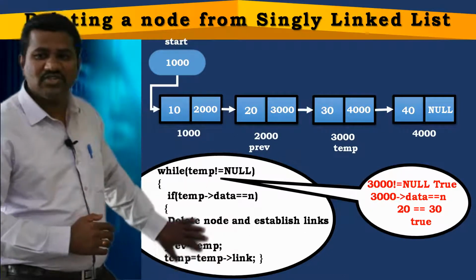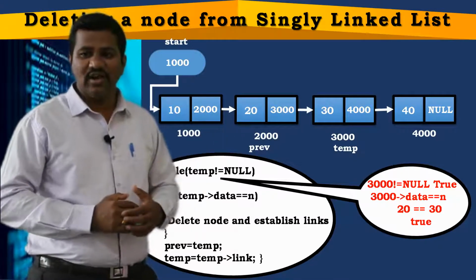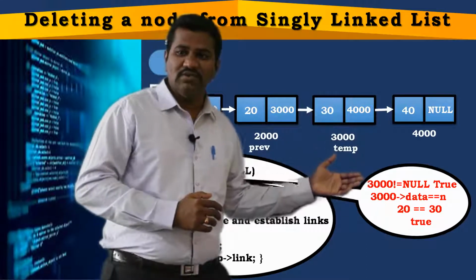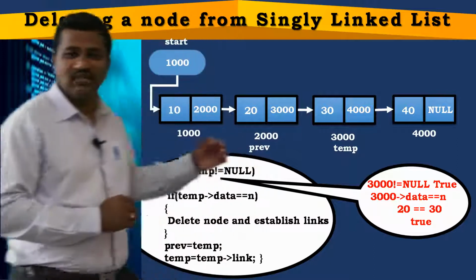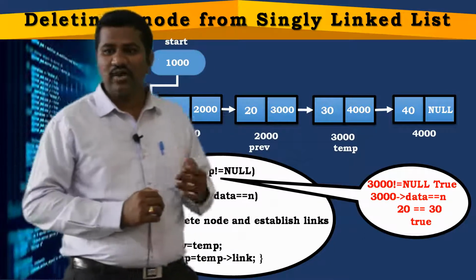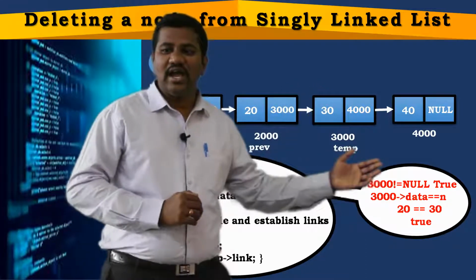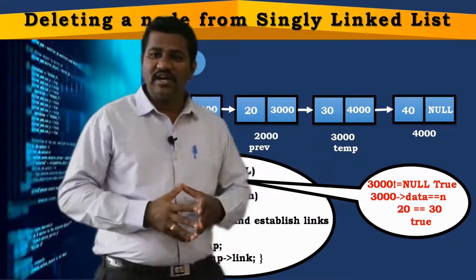After executing this, we enter the second iteration. The second time we check the while loop, temp has already moved to 3000. We check 3000 not equal to null, and the condition is true. After that we go to the if part. In the if part, we take 3000 arrow data, which is 30, and compare it with n. What's the value of n? 30.